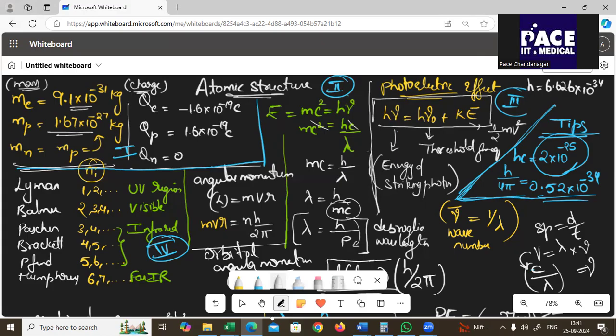And then you have something called angular momentum. Angular momentum L is denoted by mvr. mvr, that is your angular momentum. And angular momentum is nh by 2 pi. Also, orbital angular momentum is given here as under root l times l plus 1 times h by 2 pi. So this also is very important for your formulations.